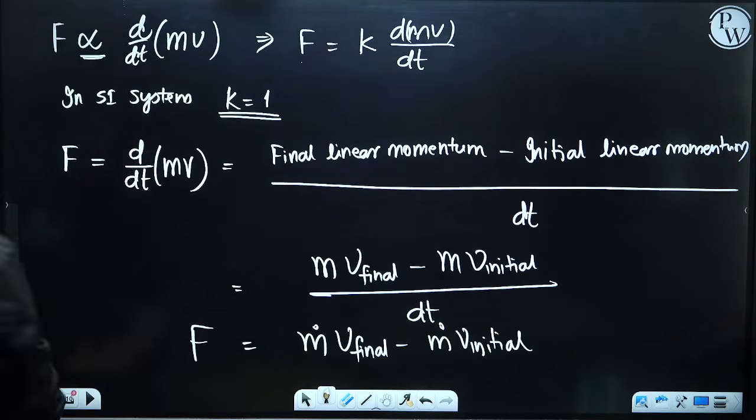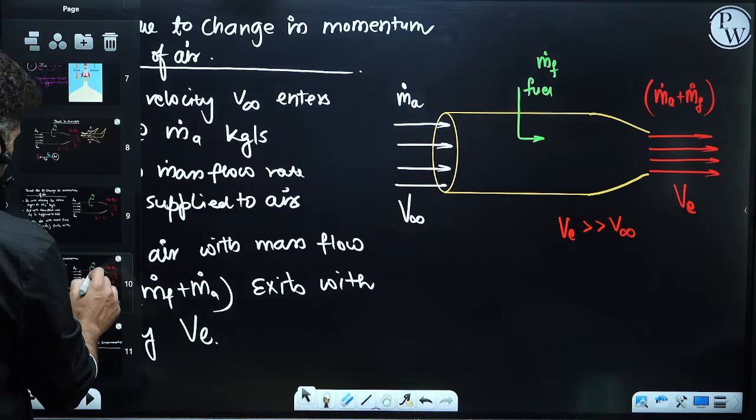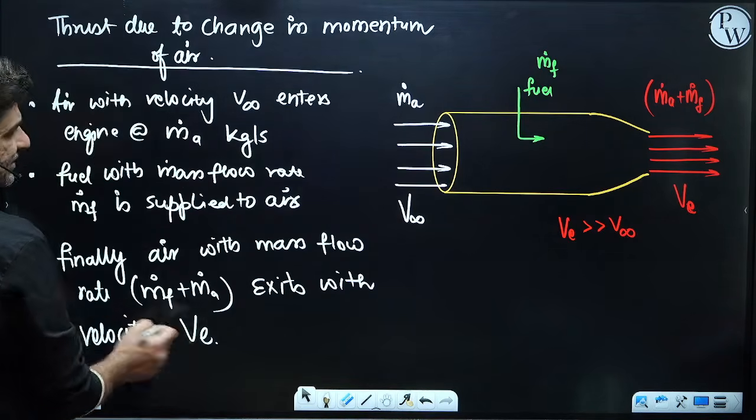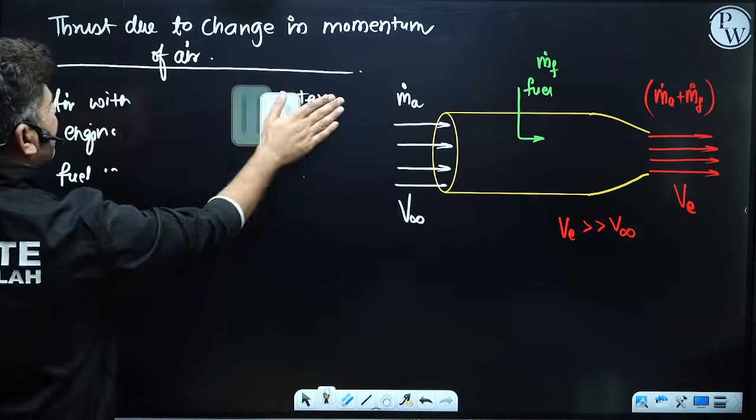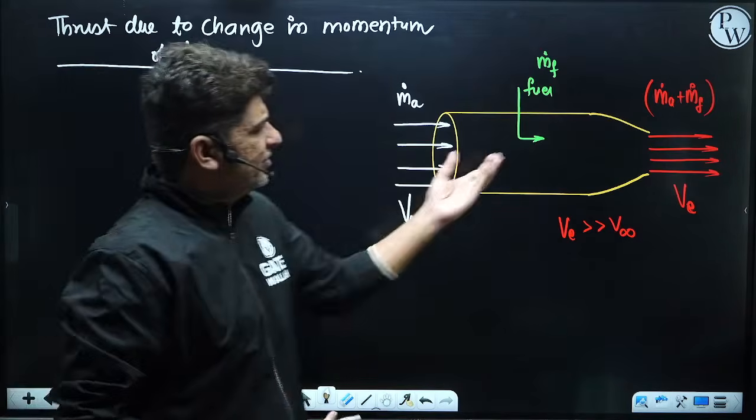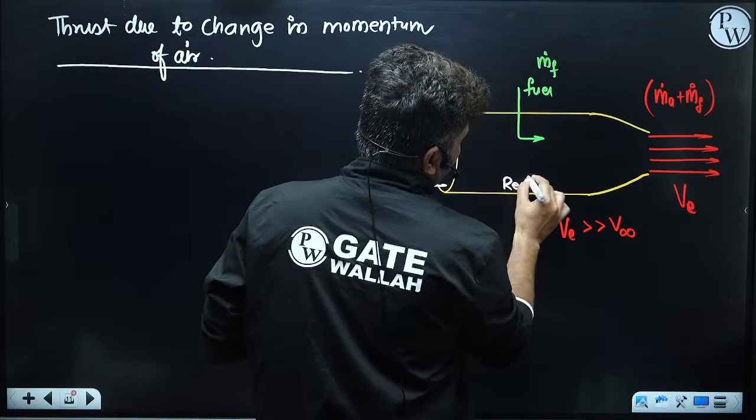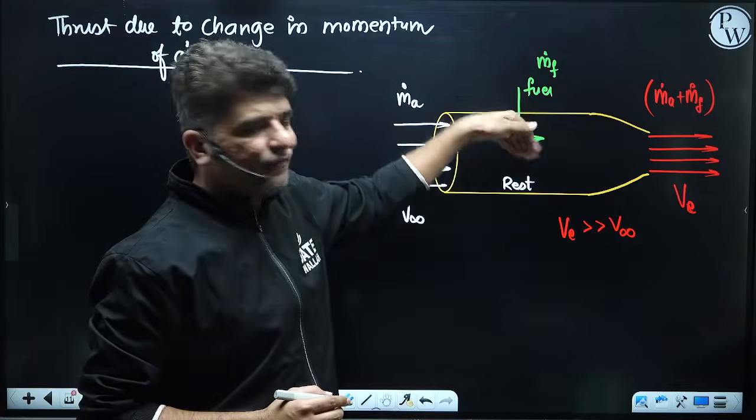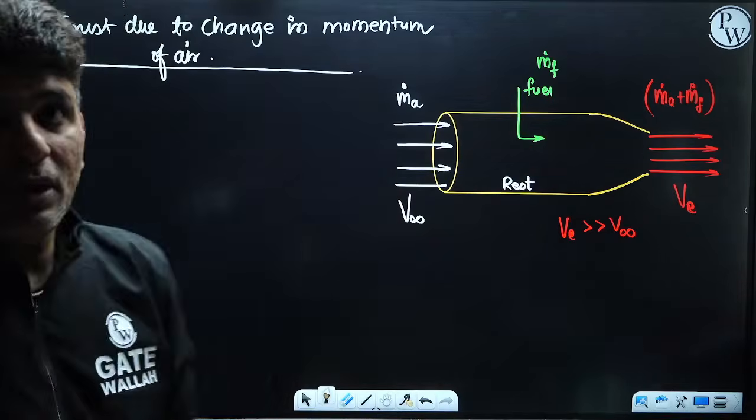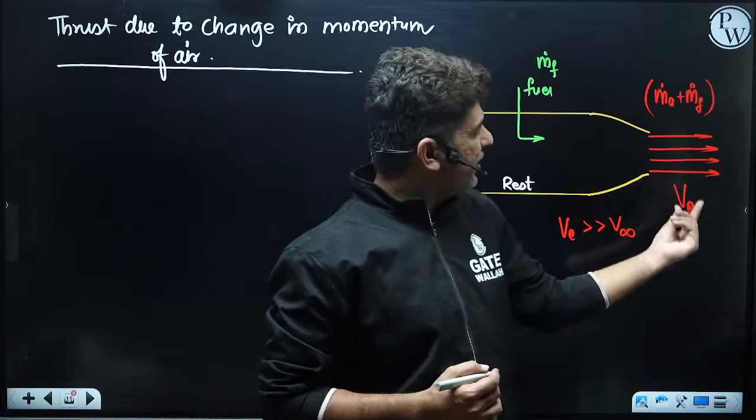So let's say there is an aircraft engine lying over here. We have already seen this case, so I will draw this picture once again. Let's say we have an engine over here, and this engine is at rest. That means the velocity of the engine is 0. The velocity of the fuel which is coming in is also 0. Then you have mass of air coming in with velocity v infinity, and the air going out with ve.